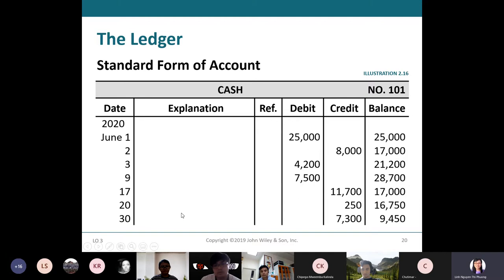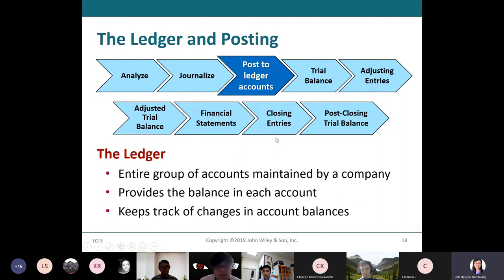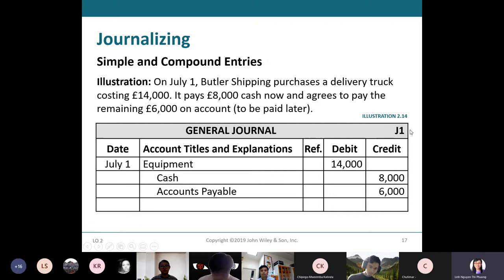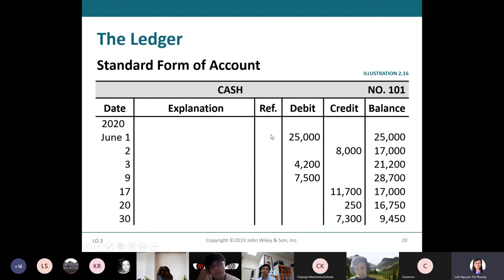For the reference, you will write the journal page here, okay? So for example, just now in the journal, did you see J1 at the top right corner? J1, okay? This is journal page number one, okay? J1 means journal page number one. So normally we will put it in the reference here, J1, or J2 or J3, it depends, okay? And then we will debit or credit according to the transaction.